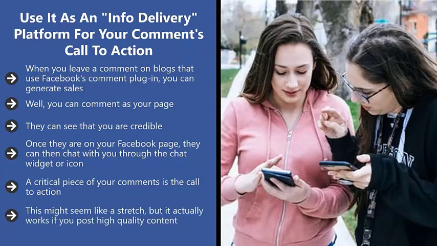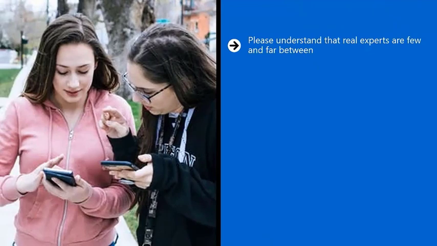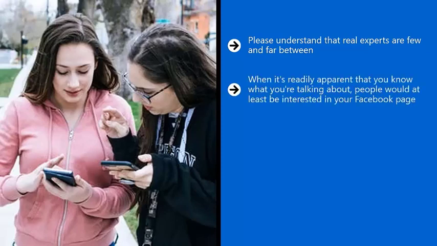This might seem like a stretch, but it actually works if you post high-quality content. If your content positions you as some sort of expert or a credible authority in your field of expertise, people will take you up on your offer. Please understand that real experts are few and far between. Oftentimes, the people who post comments to blog posts post irrelevant comments that are simply off base. When it's readily apparent that you know what you're talking about, people would at least be interested in your Facebook page. And from there, they can engage with you on an automated basis by simply clicking that messenger icon on your page.